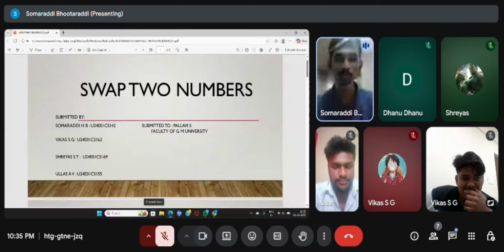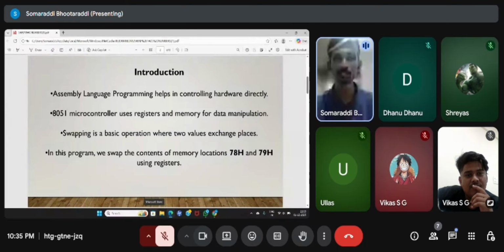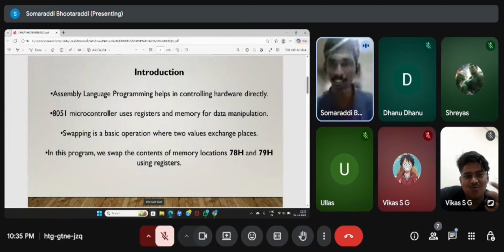So assembly language programming helps in controlling hardware directly. Swapping two numbers means exchanging their values without losing any data. In the 8051 microcontroller, this process is done using registers like the accumulator and simple instructions such as move.